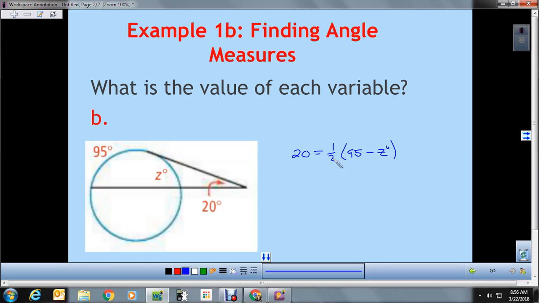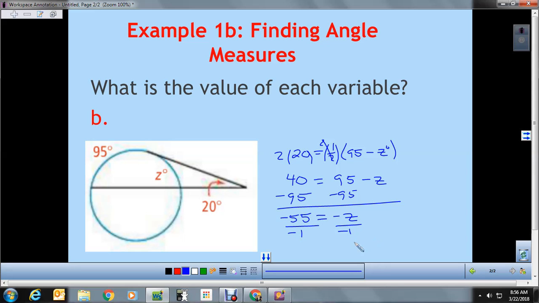So first thing I'm going to do is get rid of the half. We do that by multiplying both sides by 2. That cancels over here. Multiply this side by 2 and we get 40. So now 40 is equal to 95 minus Z. Next thing we do is subtract 95. Now notice that gives us a negative number as we subtract it, which is fine because this becomes a negative 55, but it's equal to a negative Z. So we just have to change our sign or divide by a negative 1. And so Z is equal to a positive 55.